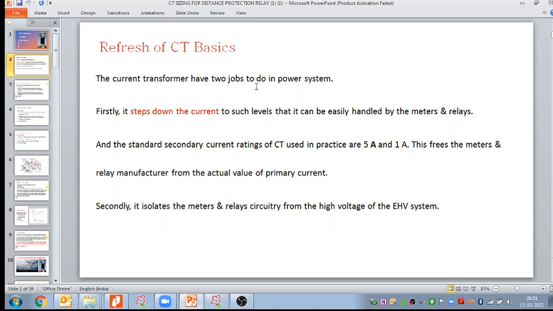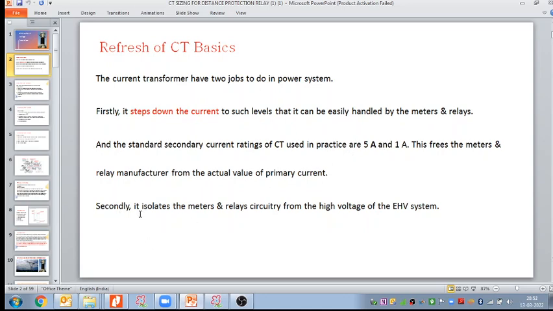The current transformer has two jobs to do in the power system. Firstly, it steps down, or we can say scales down, the current to such a level that can be easily handled by the meters and relays. The standard secondary current ratings of CT used in practice are 5 ampere and 1 ampere. This standard 1 or 5 ampere frees the meter and relay manufacturers from the actual value of primary current, so they can manufacture their meters and relays considering 1 ampere and 5 ampere current. No need to tackle the primary current value. They can take this and design their equipment.